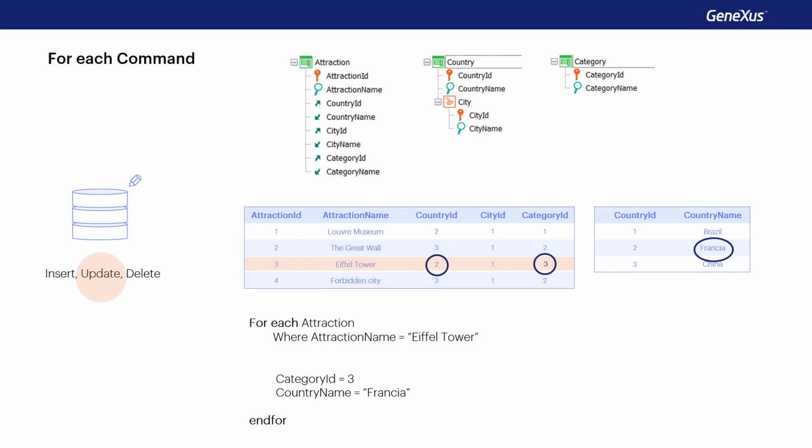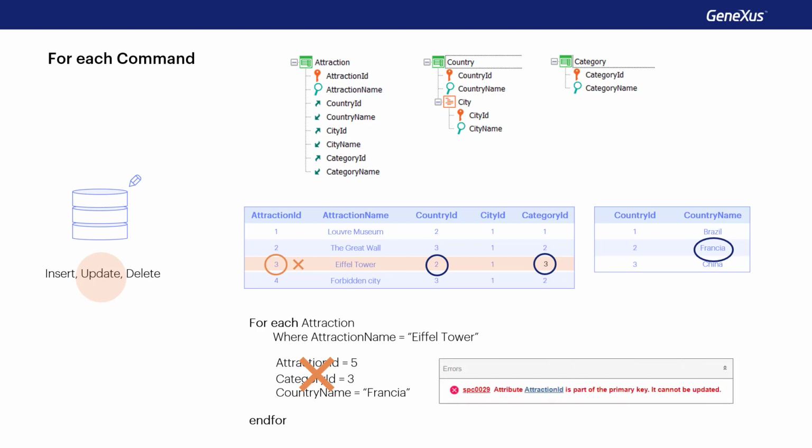The next question is whether all attributes of the extended table can be updated, or are there restrictions? For example, can we update attributes of the primary key? Could we change the attraction ID to 5? No. All the attributes of the record and the related attributes by extended table can be updated, except for the primary key. The navigation list will indicate this error.